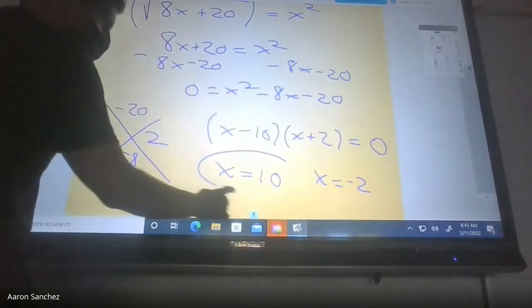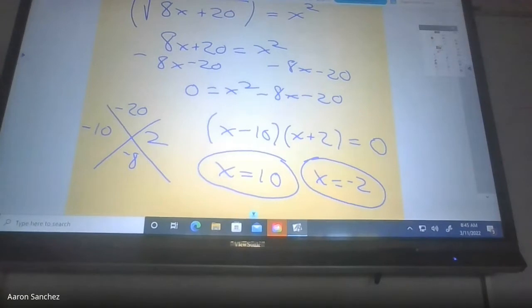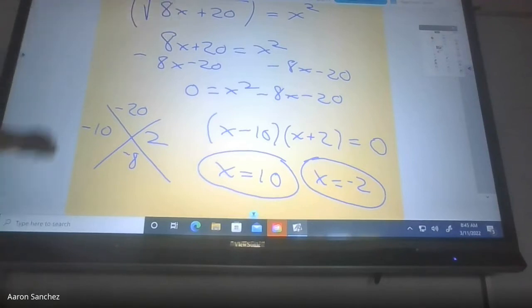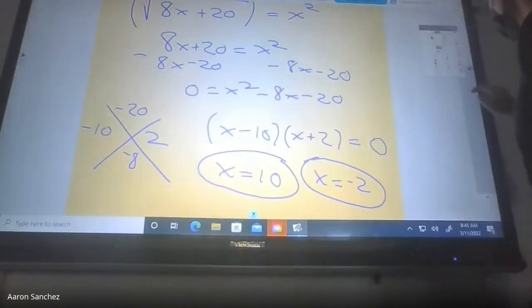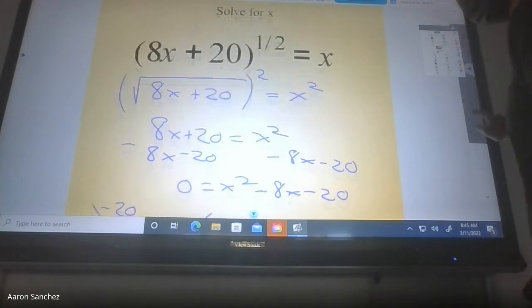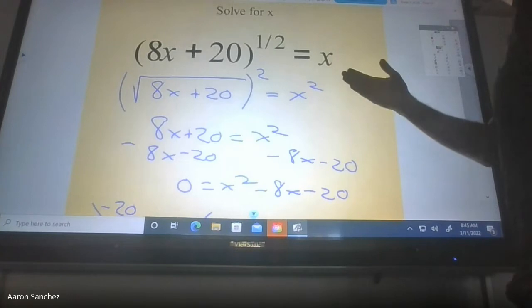Now, only one of those is a correct answer. Okay? It's either going to be that or that. You guys with me? One of them is not going to be correct because I need to get what they call the extraneous solution. You have to figure out which one's the extraneous solution. So let's go back up here and figure out which one's not the correct answer. Is it 10 or negative 2? So you plug the answers in, right?